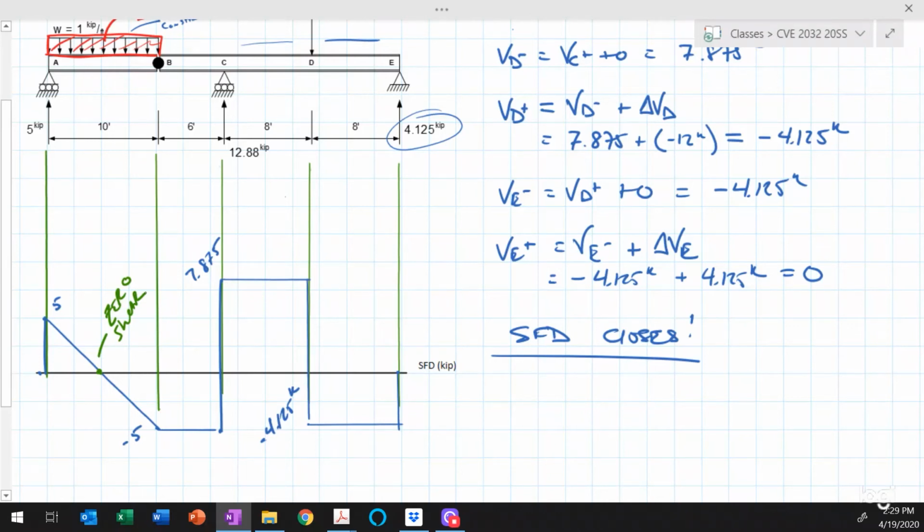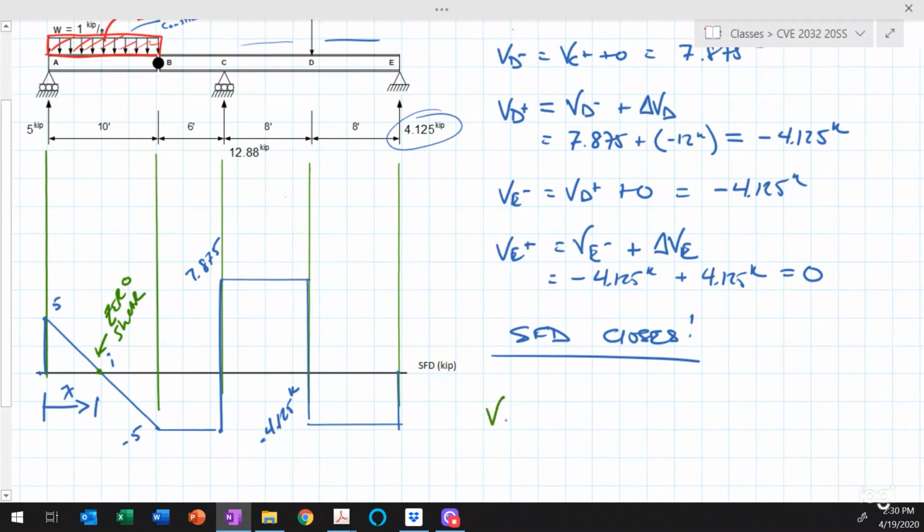We could probably tell by observation that this point of 0 shear occurs at a distance of 5 feet to the right of point A. But in case we don't know that, we can prove that. I can show you exactly how to solve for it more precisely. Let's let that be the distance x to some point. We'll just call it I, not to infer that it's an inflection point. It's not. It's a point of 0 shear.